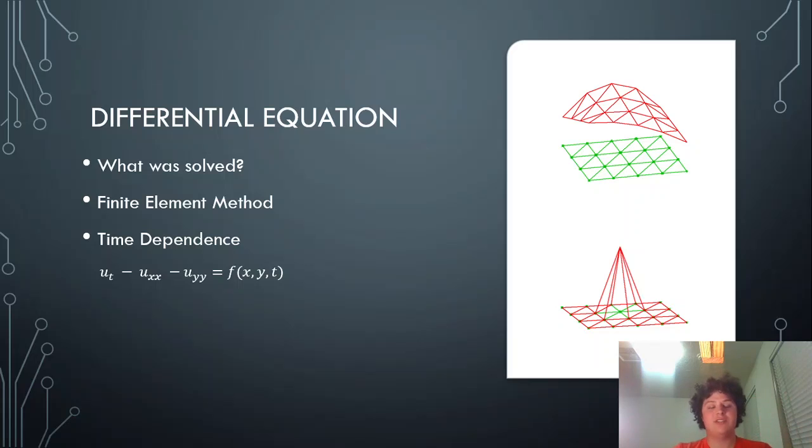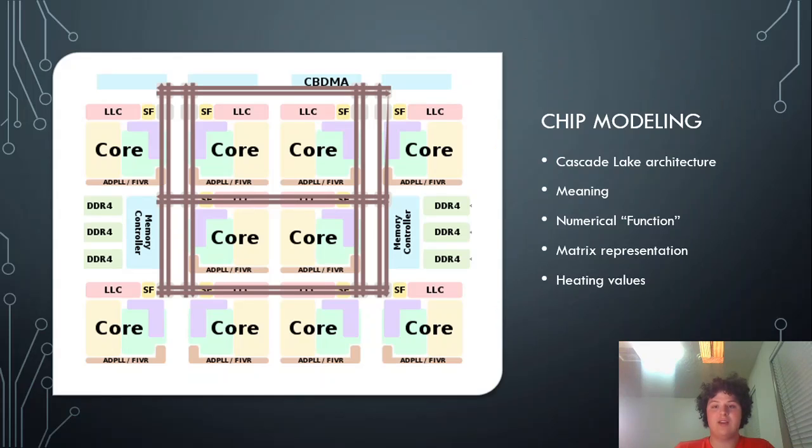And in addition to this, we need to add in time dependence because we're not interested in just seeing the temperature of it at time 0 or time 20. We want to know how it changes. We want to know how it changes as heat spreads across the chip. So we needed to add in time dependence to this. I'm not going to go into the details of how all of that was solved, but we were able to get this solved, and we were able to model a specific architecture.